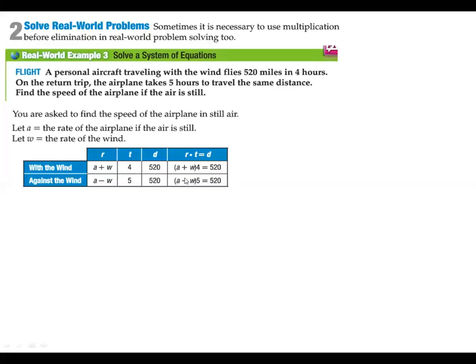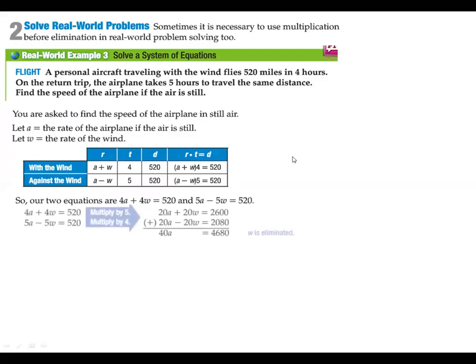The rate of the airplane minus the rate of the wind is like my actual rate, times 5, because it's 5 hours, should give me 520 miles. Okay, so that's my system of equations. What I want to do is distribute the 4 and the 5 to the A plus W and the A minus W, and I get my two equations. Then from there, you just follow the same procedure as before.